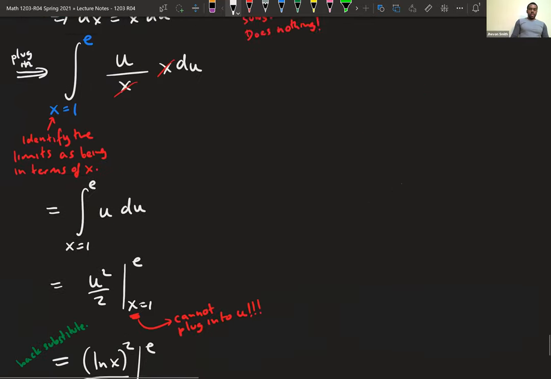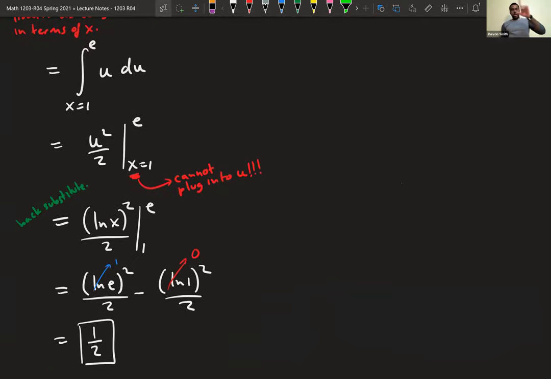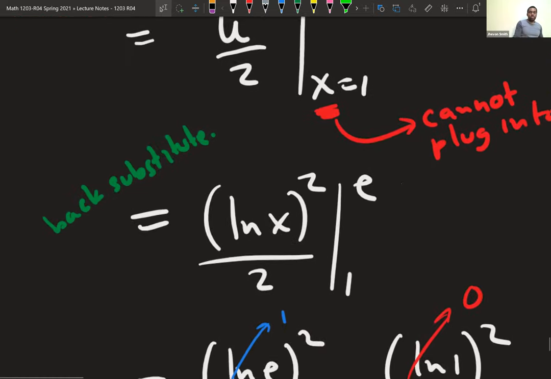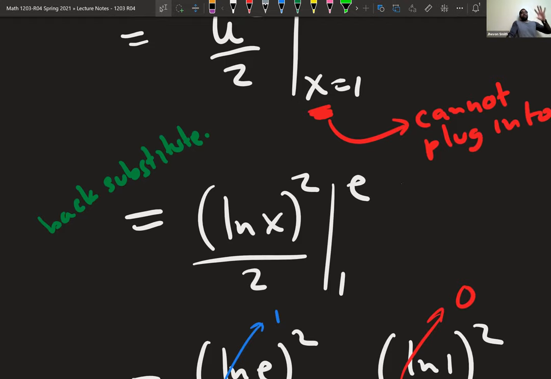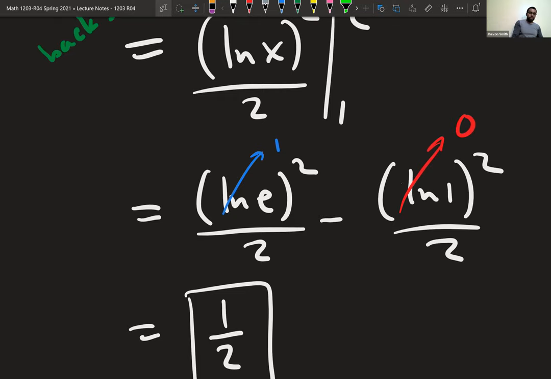That's it. Notice that nothing much changed until the very end, when I applied the fundamental theorem of calculus. So I just kept reminding myself that the numbers that I have, the 1 and the e, they're in terms of x's. I can't plug them into u's. So after I switch back to x's, which happened at the back substitution, then I could say, okay, now I can plug in these numbers. And so that's what I got.